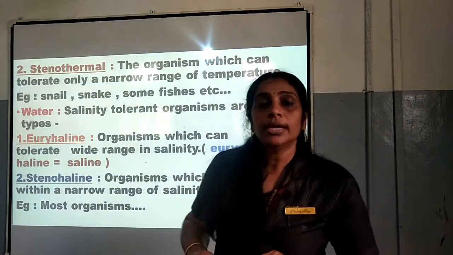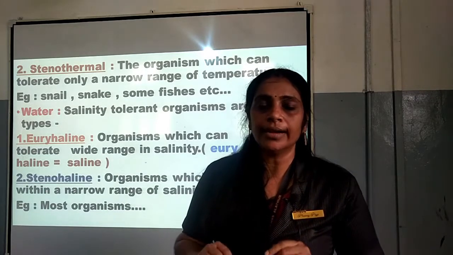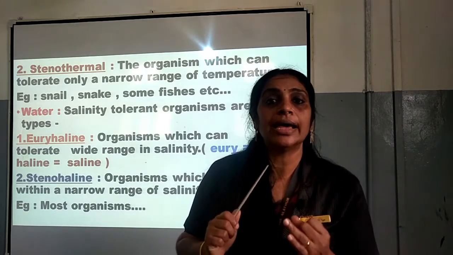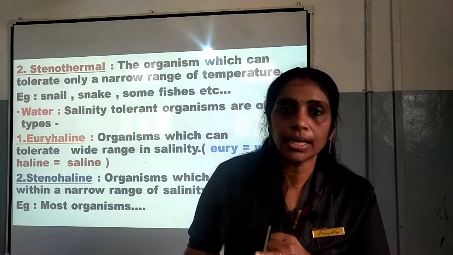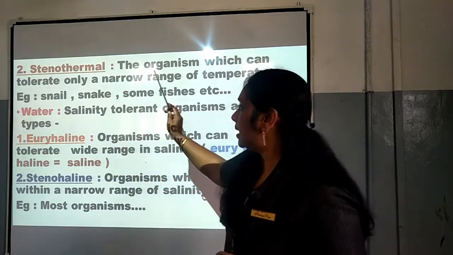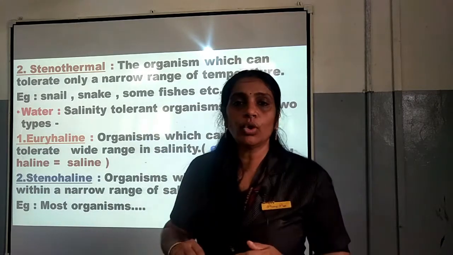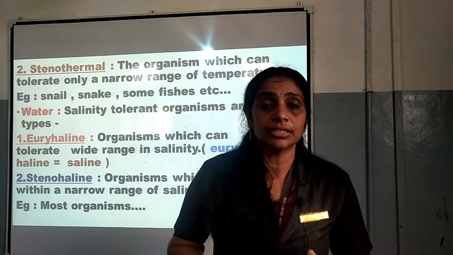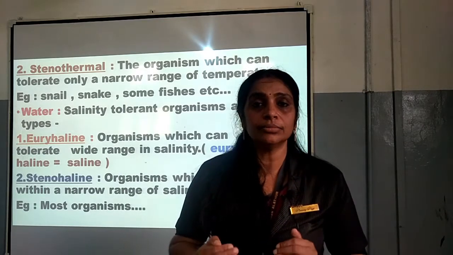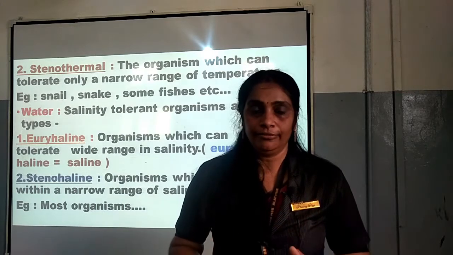So, that is about temperature. So, my dear children, in the temperature you have to study, learn and understand about eurythermal and stenothermal. It is very important. Now, the next one is water. Salinity tolerant organisms are of two types. We know that water is a very essential factor for the organism to live. Without water, we cannot live, isn't it?